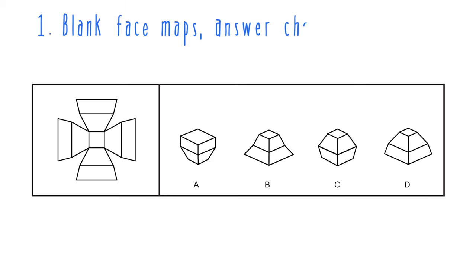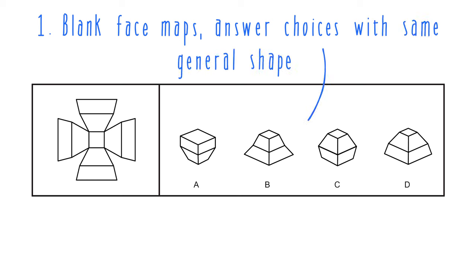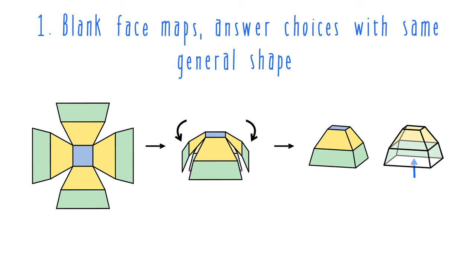The first type of pattern folding problem includes a map with only blank faces and answer choices that all have the same general shape. In these types of problems, it's usually just the shapes of the individual faces that look different. So you'll want to just look closely at the faces within the map and make sure that they match on the map and the correct folded object. Notice that this is an example of a pattern folding problem that folds down like this. Though most of the objects in this problem type have faces going all the way around, you may occasionally have an object like this that folds in and then has no bottom face.